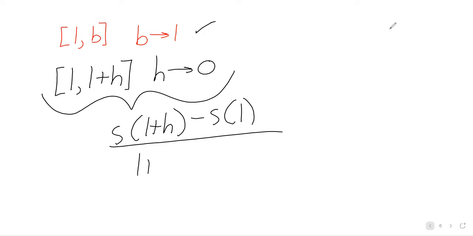The average rate of change formula is still this. You stick in the right end point, you stick in the left end point, you subtract them. In the denominator, you subtract the right and the left end points. You see some cancellation, that 1 and that negative 1 cancel in the denominator. So you're left with this: S of 1 plus h minus S of 1 over h.